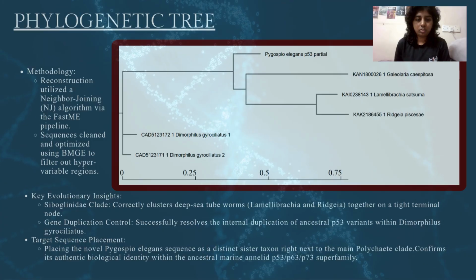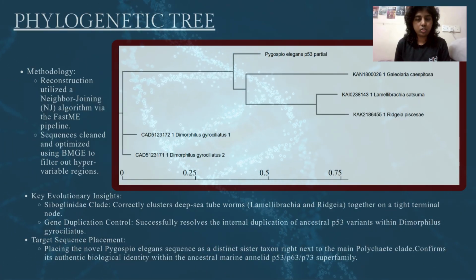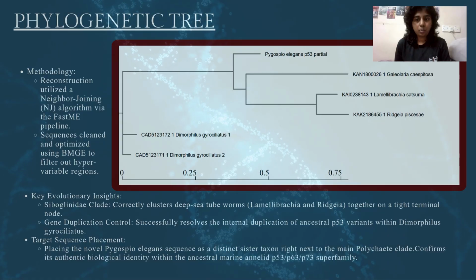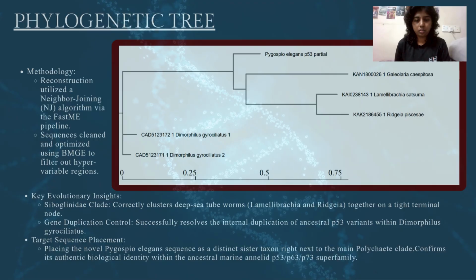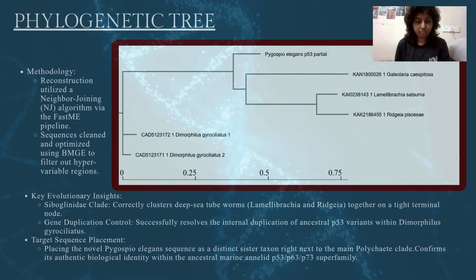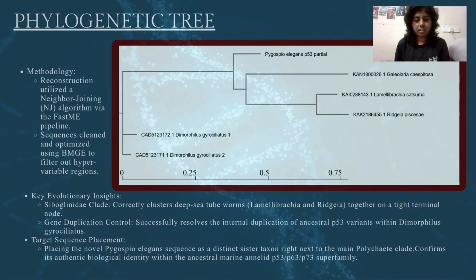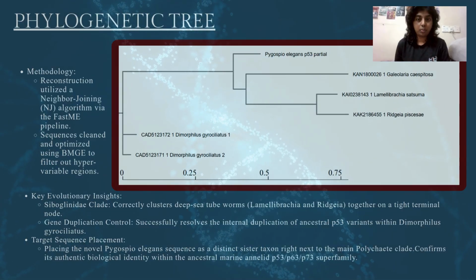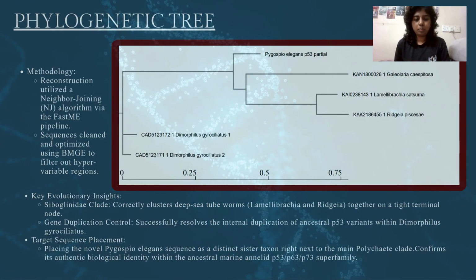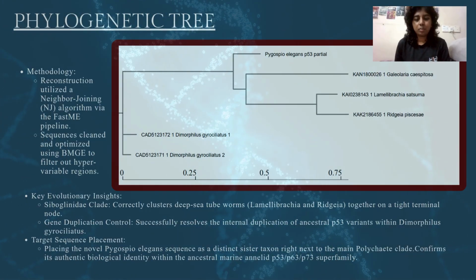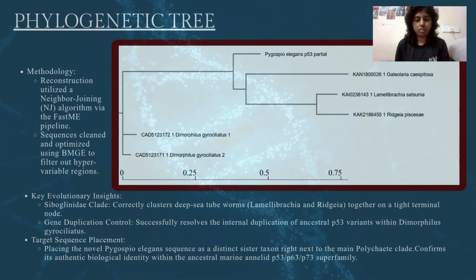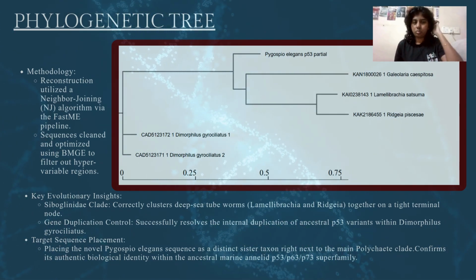Second, the tree shows a clear internal control for gene duplication. At the bottom, you can see the two sequences from Dimorphilus gyrociliatus splitting cleanly into their own distinct sister pairs. So this confirms the pipeline's sensitivity in distinguishing the paralogous P53 variants within a single organism's genome.